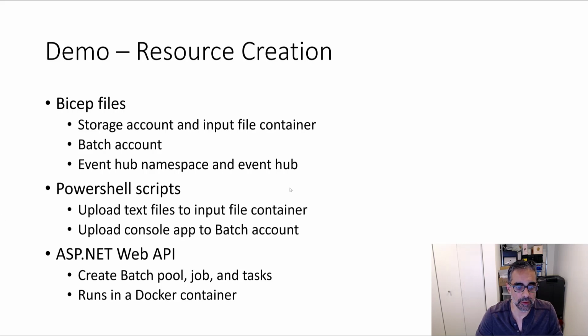We have a couple PowerShell scripts to upload the text files to the input file container, and then upload the console app and its binaries to the batch account. And then finally, we have a web API, which we'll use to create the batch pool, job, and tasks, and it runs in a Docker container. Okay, let's do the demo.